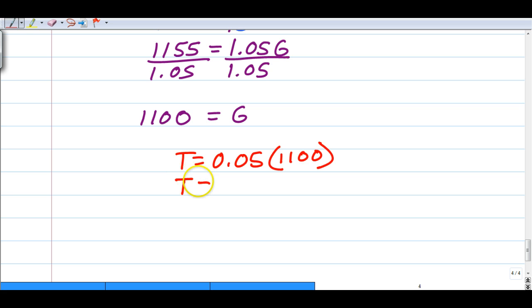so that T is equal to 55. So our tax is equal to $55. Don't forget to use the dollar symbol to indicate this is money, so $55.